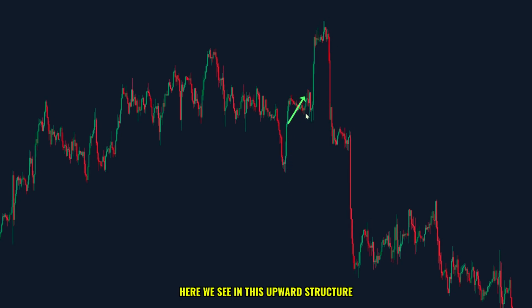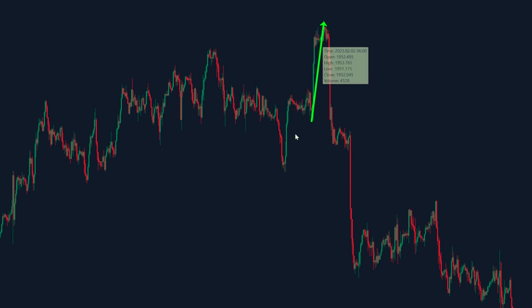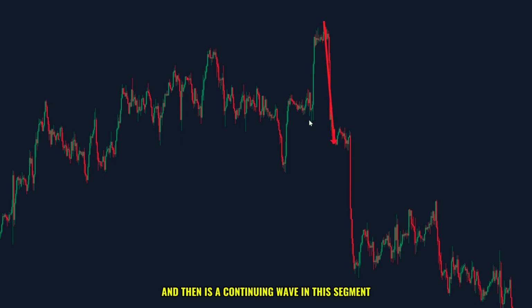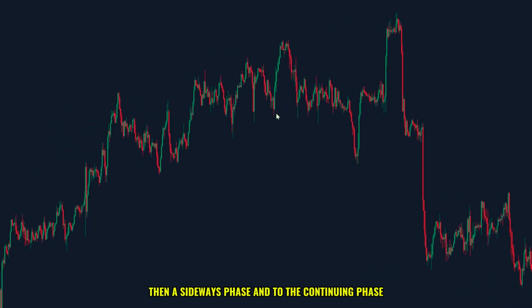Here, in this upward structure, it's the same. It has downward phases, then an upward wave breaks up. And then there is a continuing wave. In this segment, downward force, upward force, breaks up. Then a sideways phase, and then the continuing phase.